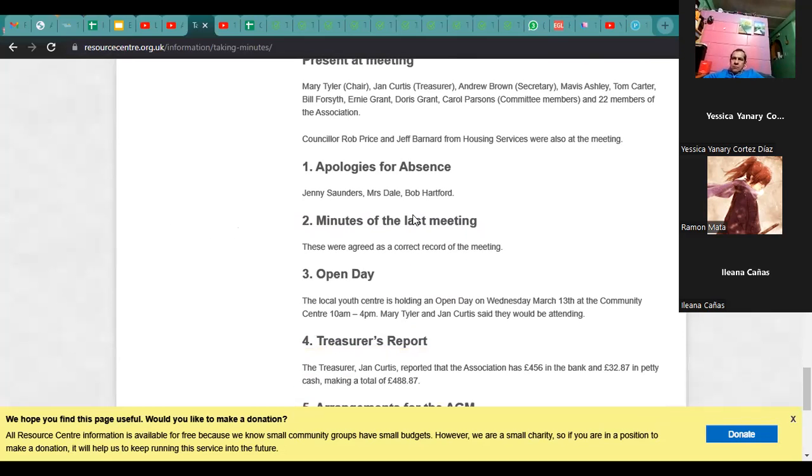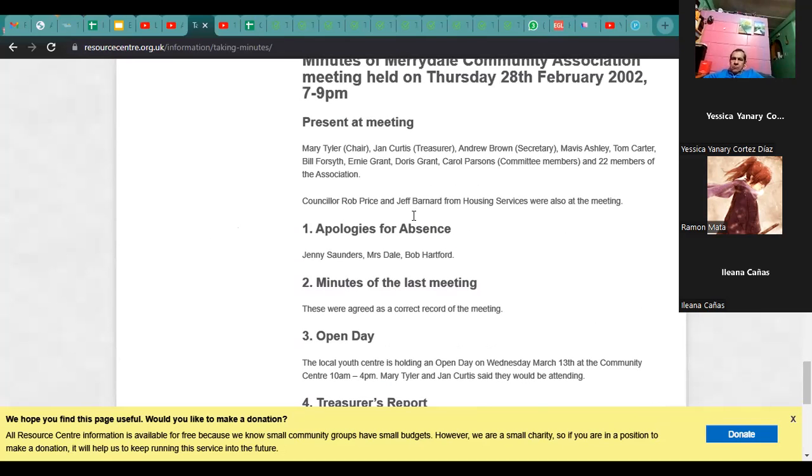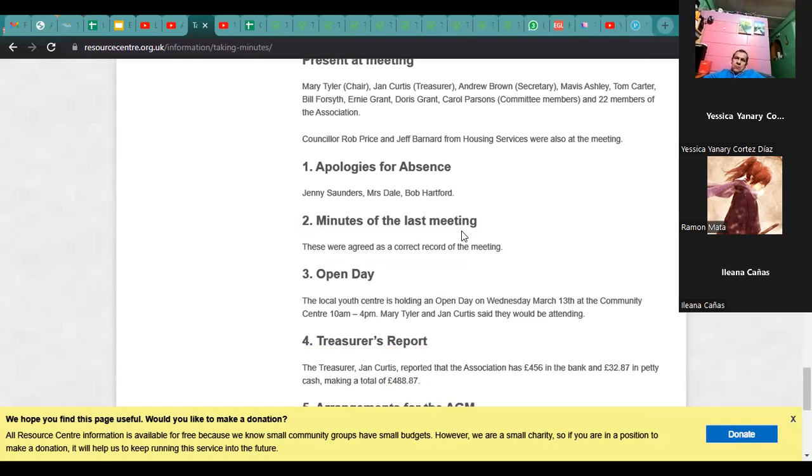And these are the invited people, probably something like that. It says from Housing Services, so maybe it's related to some decisions that they were going to make, right? And of course, this is the agenda that they sent in advance. Remember that we have to send the agenda so everybody understands what the meeting is going to be about. So number one, apologies for absence. For the ones who were not able to attend, we say why they are not there, right?